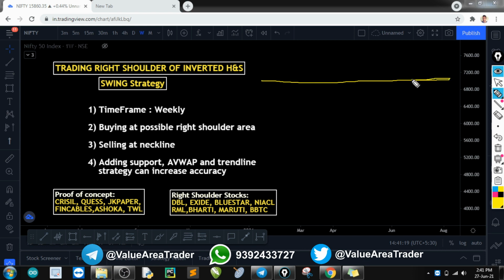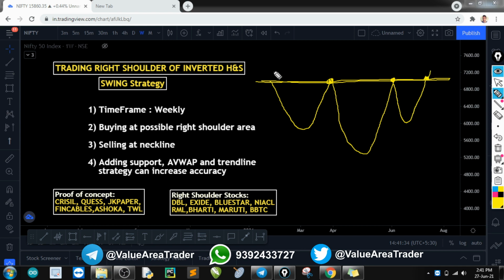If this is a price level, then the price makes a low and then goes back and tests that level, and then it makes a lower low and again tests that level, and then this time it makes a higher low and retraces back and breaks this level, which is called the neckline. So the level is the neckline, and this is called the left shoulder, this is called the head, and this is called the right shoulder.